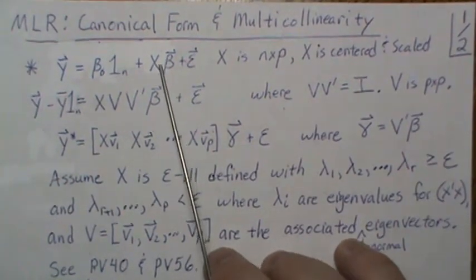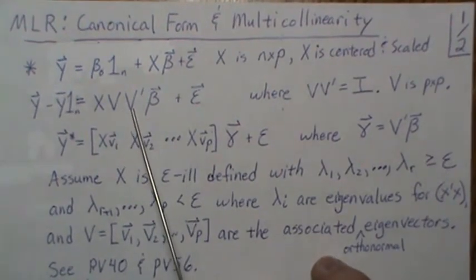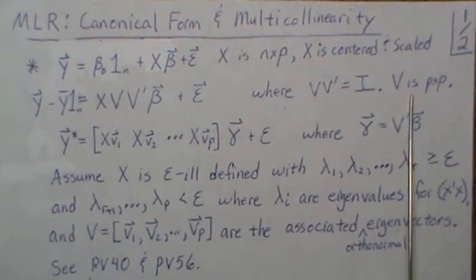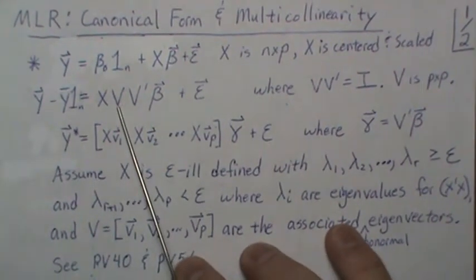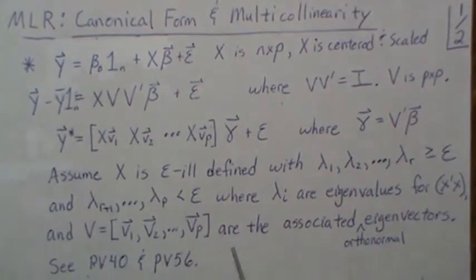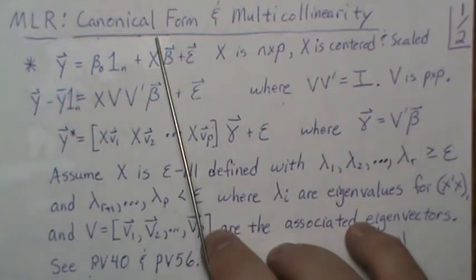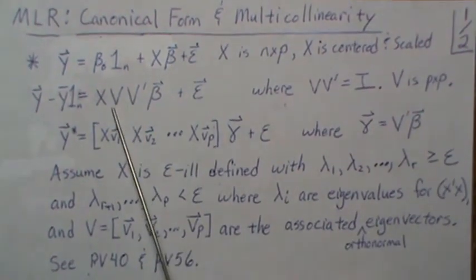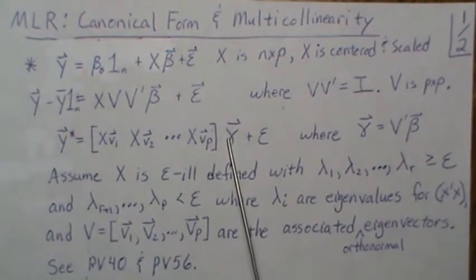And here we put in a well-chosen identity matrix, V V prime, where V is a P by P matrix. Actually, it ends up being the orthonormal eigenvectors, which we'll talk about in a second down here. And actually, there's more in the video just called canonical form. So here, V prime B we'll call gamma.